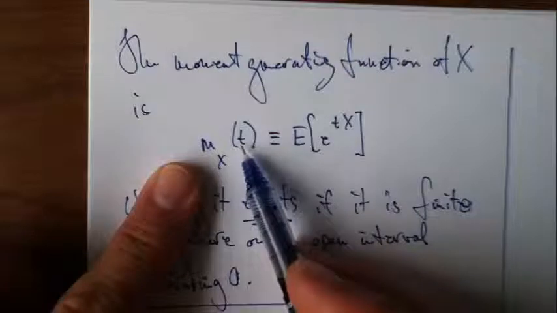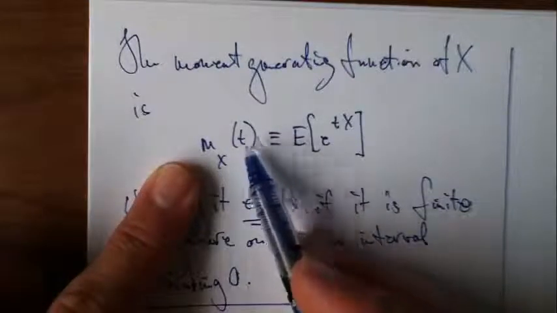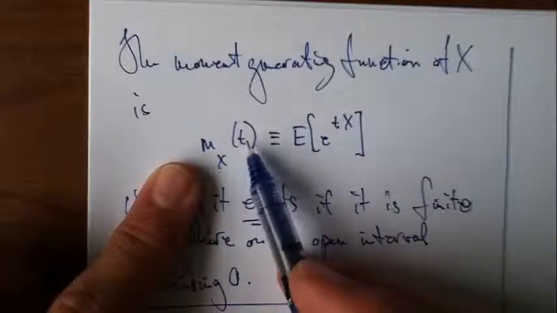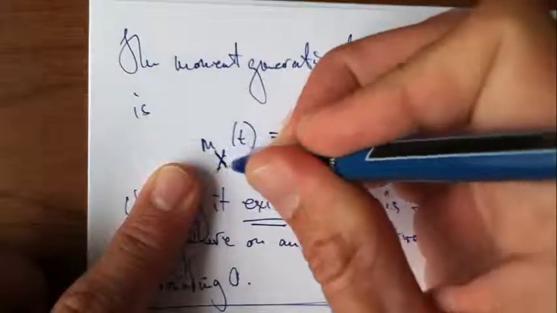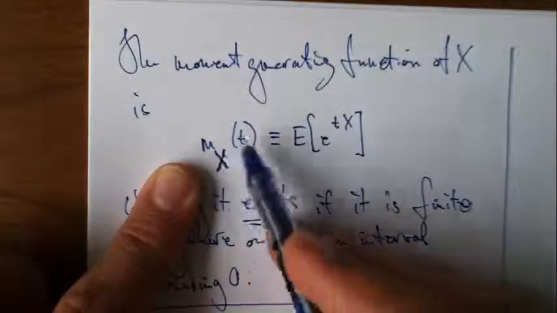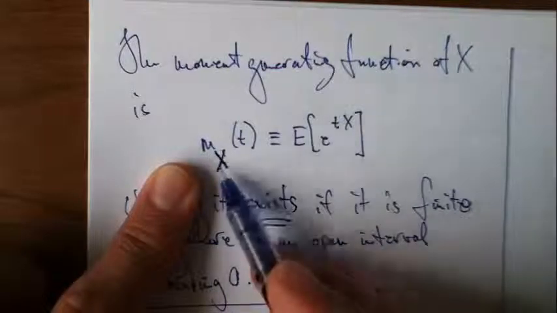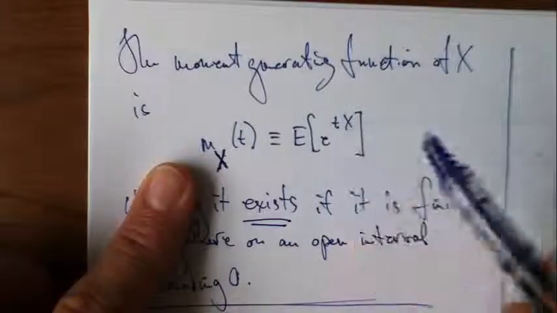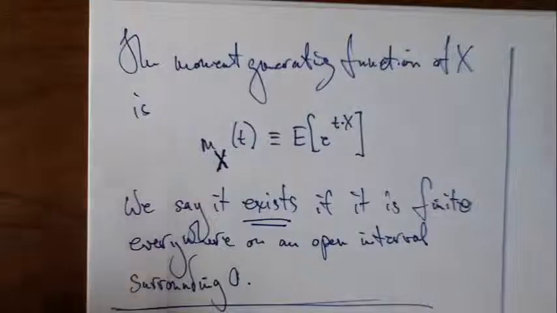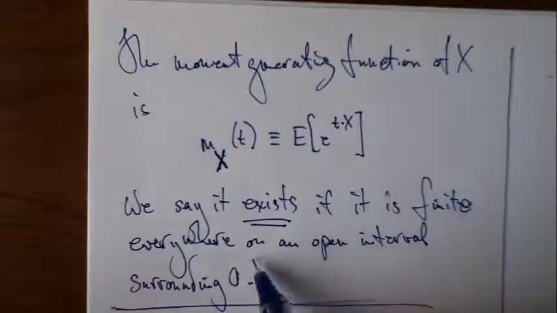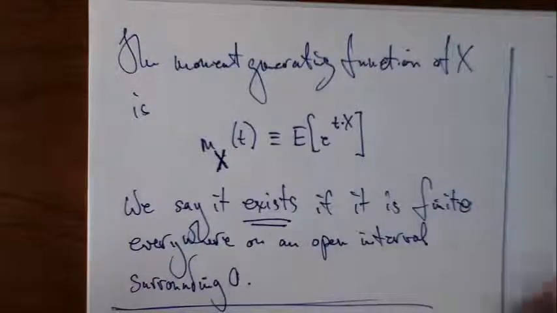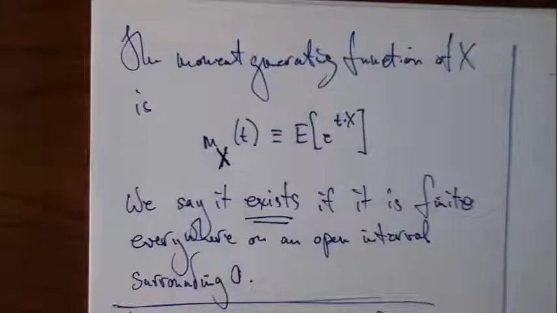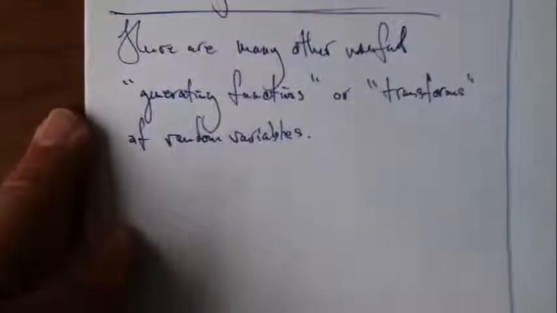This thing is supported over some region of the real line that includes 0. And sometimes we'll put a little x or a big X down here in the subscript to denote that we're talking about the moment generating function of the random variable x. It's defined to be the expected value of e raised to the power of t times x. We say that the moment generating function exists if it is finite everywhere on an open interval that surrounds 0.